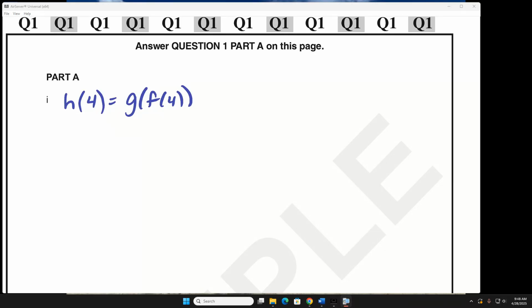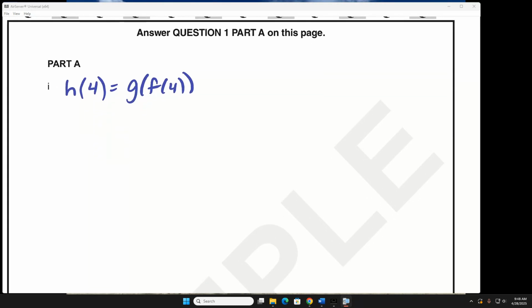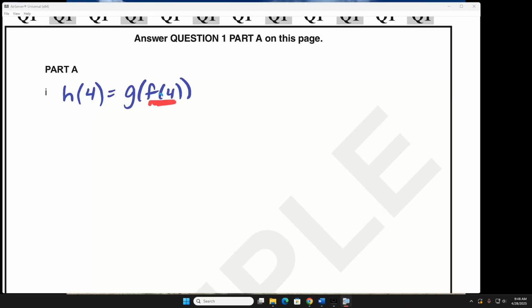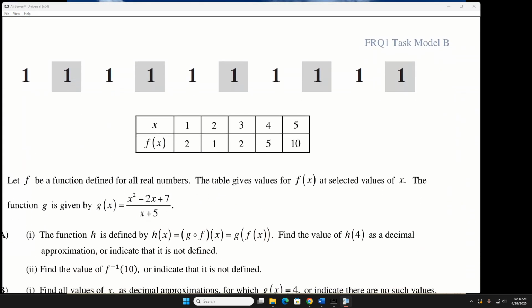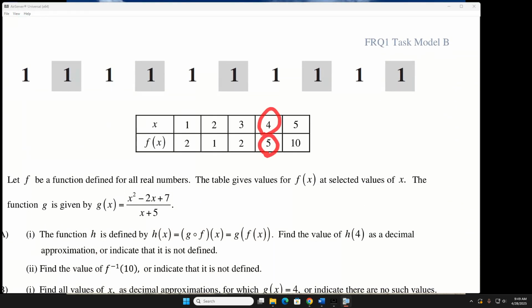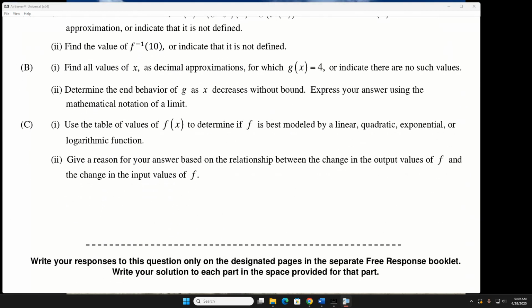All right, so G of f of 4. Where would you guys start? Would you start with the G or would you start with the F? We're going to start with the F. We're going to start inside the parentheses. So finding f of 4, you're going to go to the table. When x is 4, f is 5. So f of 4 is just going to be replaced with 5.